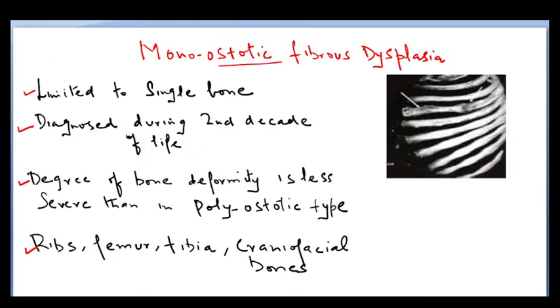Monostotic fibrous dysplasia is diagnosed during the second decade of life, but it can be seen even in the third or fourth decade of life. The degree of bone deformity in monostotic fibrous dysplasia is less severe than in the polyostotic type. Commonly affected bones are ribs, femur, tibia, and craniofacial bones.